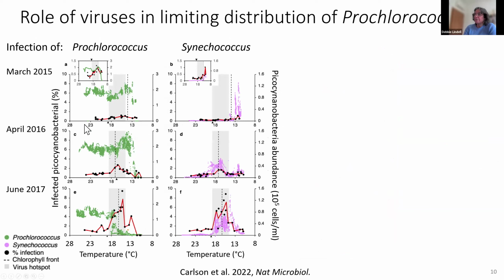And when we do that for each of the 3 years, we see that in the hotspot we have a peak of infection of both Prochlorococcus and Synechococcus, but that in the June 2017 year, we have a considerably higher increase than in the other 2 years, reaching up to 10% of the cells of Prochlorococcus and Synechococcus being infected. Those are instantaneous measures of infection, how many cells we actually measured at a particular time.